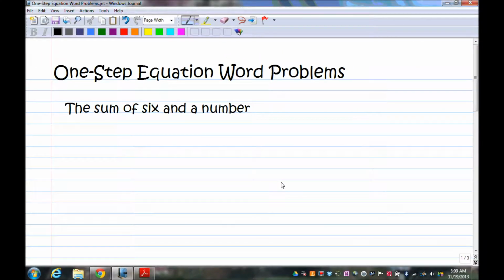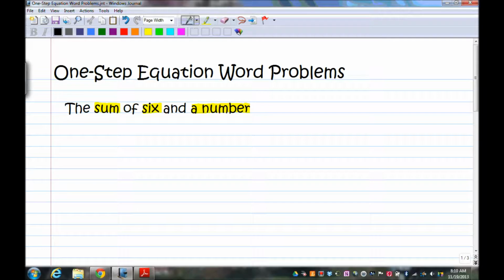Step equation word problems. First, what I have here is a verbal phrase. It's the sum of 6 and a number. That's not an equation, it's a verbal phrase, but you need to be able to transform this into a number sentence. So how would we do that? Well, you have to identify the parts. First of all, this is key, sum, and then a number is a key part, and then 6.